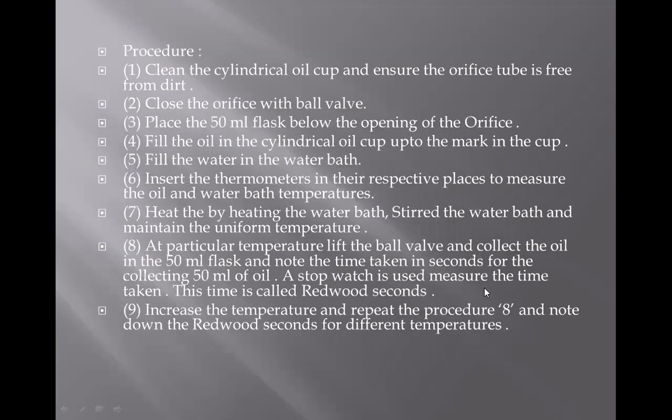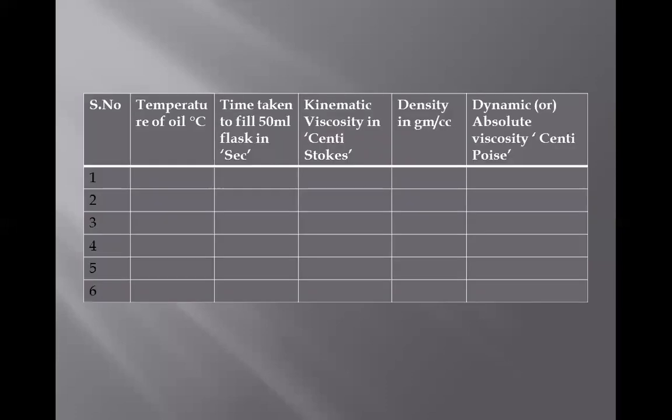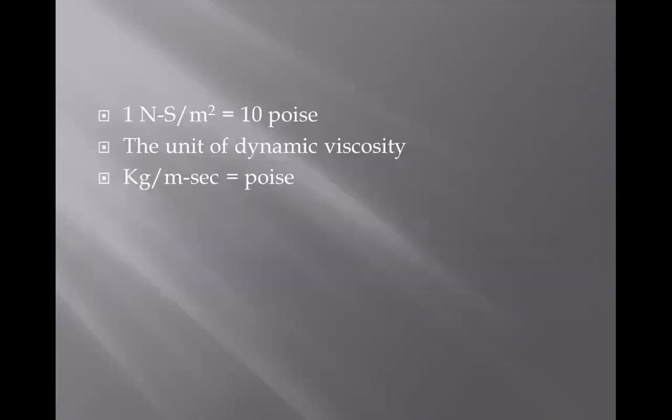The same procedure is repeated. Observation and tabulation. First, we have to record the room temperature, that is TR in degrees Celsius. Again, we have to record the density of oil at room temperature in gram per cubic centimeter. This is the observation table, which has 5 columns. First, we have to note the temperature of oil. Then we have to note the time taken for the 50 ml flask in seconds. Then we have to calculate the kinematic viscosity in centistokes. Again, we have to record the density in gram per cc, and finally we have to calculate the dynamic or absolute viscosity in centipoise.